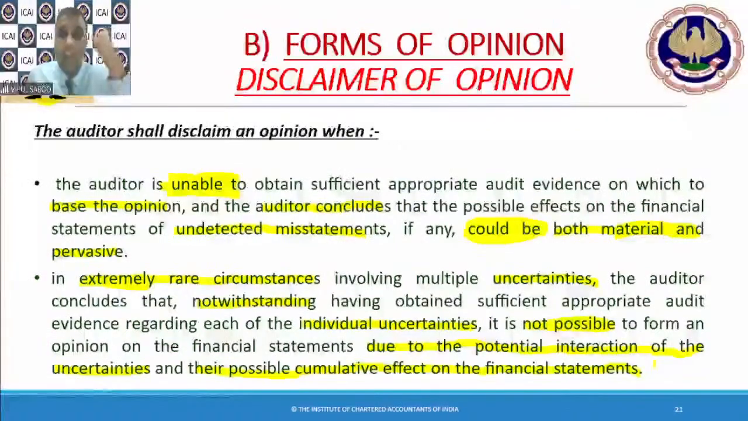You have filed a tender for a very big contract. You might get the contract, you might not get the contract. There are many kinds of such uncertainties where their cumulative potential interaction on the financial statements would render you helpless, and you will not be able to form an audit opinion. This is an extremely rare circumstance. So these are the two cases where the auditor would disclaim his opinion.